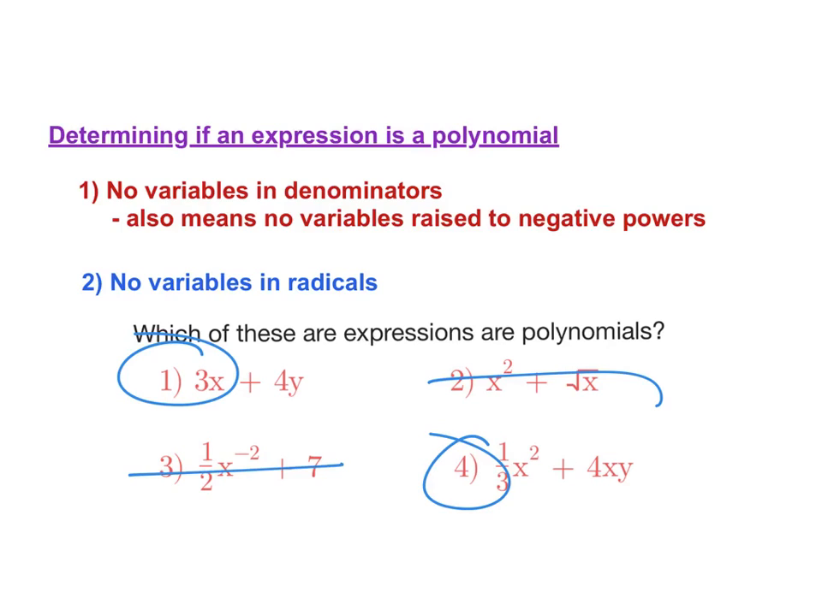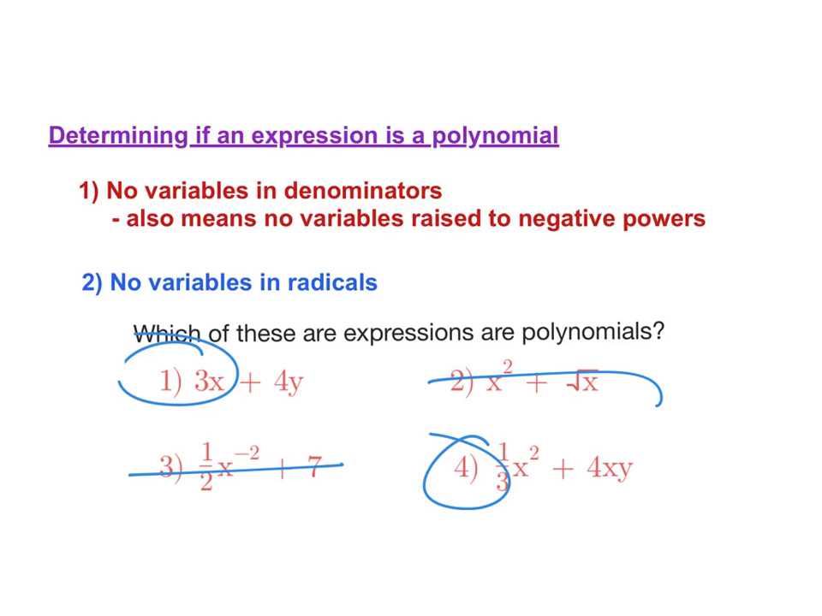These are not. This one has a variable under a radical. This one has a variable raised to a negative power, which means it's really in the denominator. I will say that sometimes people say this one is not a polynomial because of this 1/3. Keep in mind whether or not something is a polynomial has to do with the variables. So this x squared, if I was to bring it together with this fraction, it would actually go on top, not on the bottom. Good job.